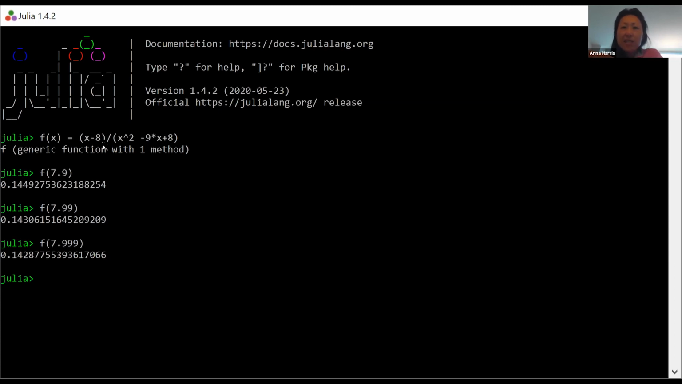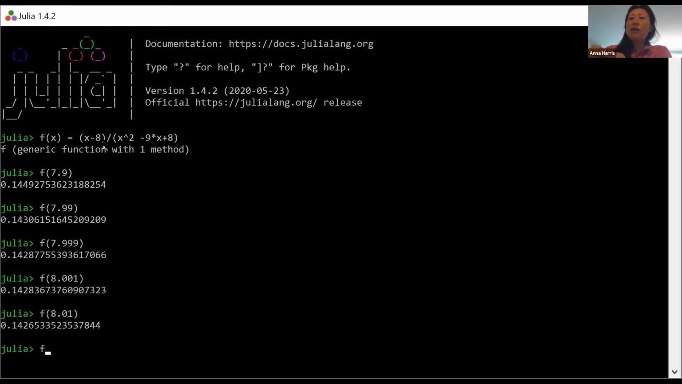So looking at this number, that's my left-hand side. I'm going to try my right-hand side. My right-hand side is 8.001. f of 8.001, f of 8.1.